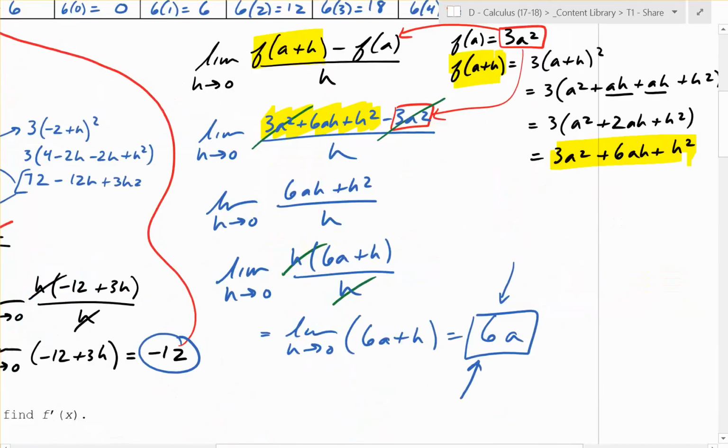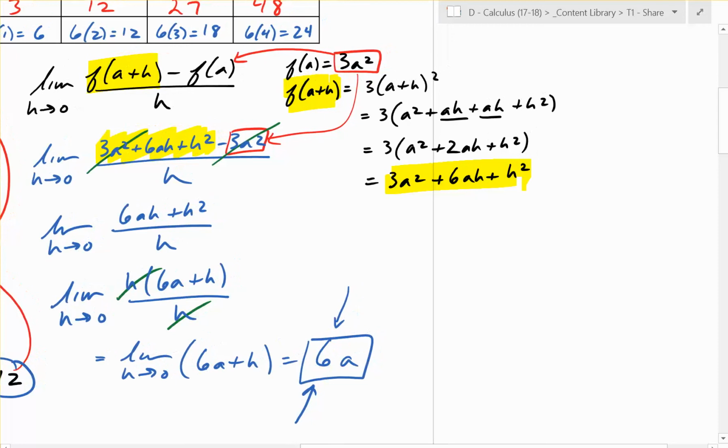Effectively, what we've done is done this limit once, instead of plugging in a number for a, just keeping the a value in there and coming up with this answer. There's no h in it at all. It's totally dependent on the a value. And the a value could be anything you want it to be, anything in the domain.